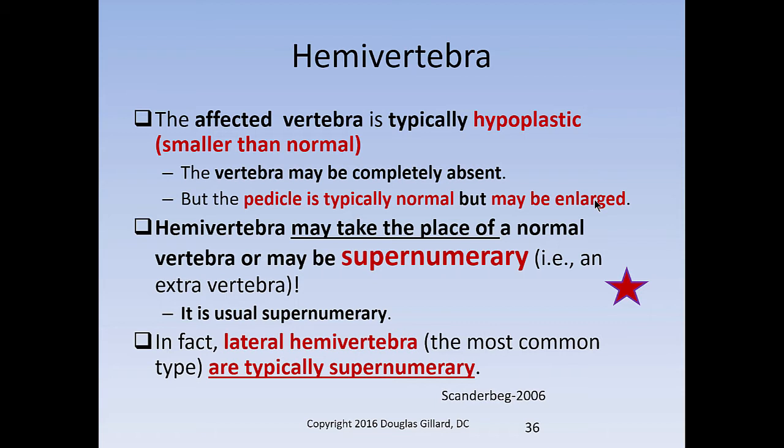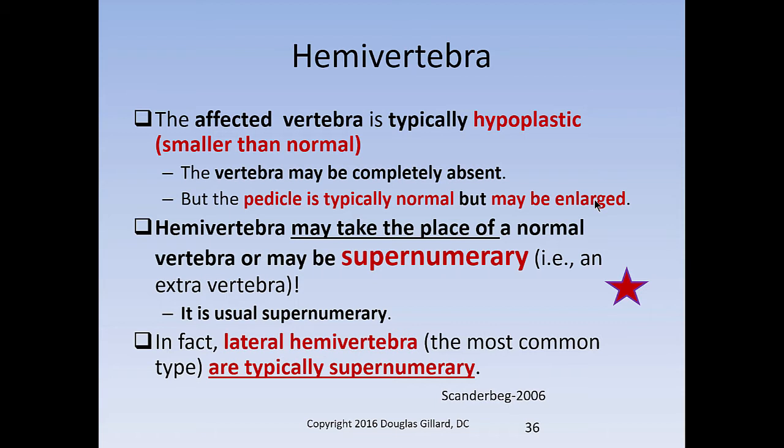It's kind of rare, though. I won't show any pictures of that. But the pedicle is typically normal and may even be enlarged. Hemivertebra may take the place of a normal vertebra. So you might be able to count L1, 2, 3, 4, and L3 is clearly a hemivertebra, a wedge.